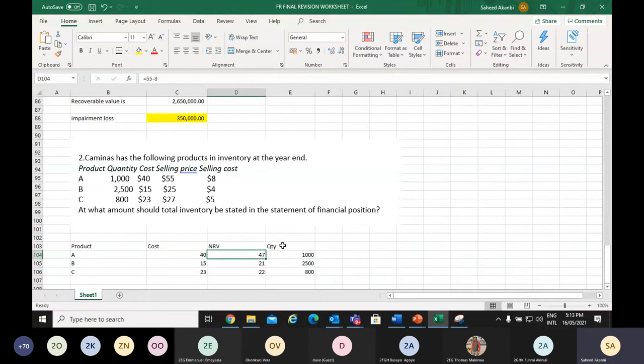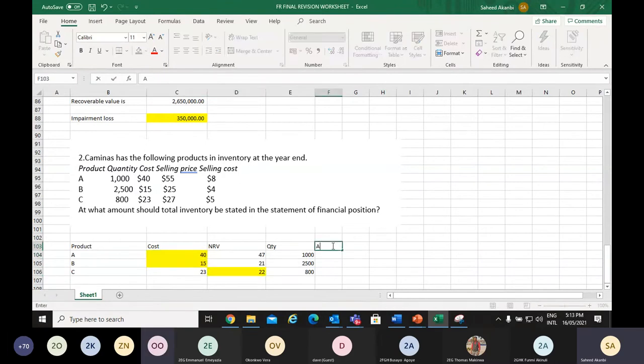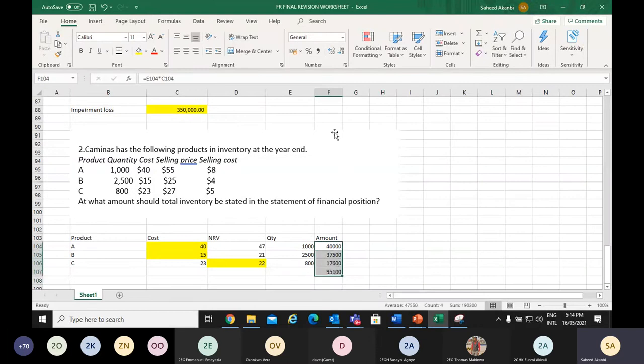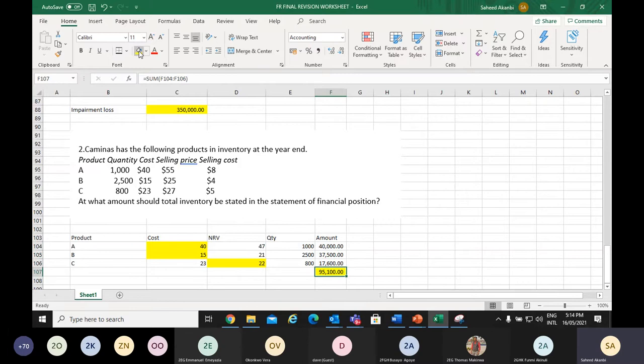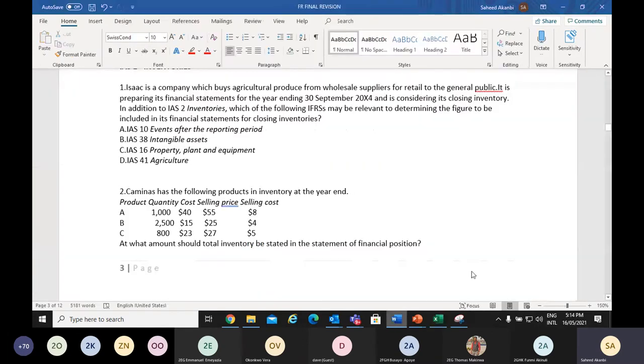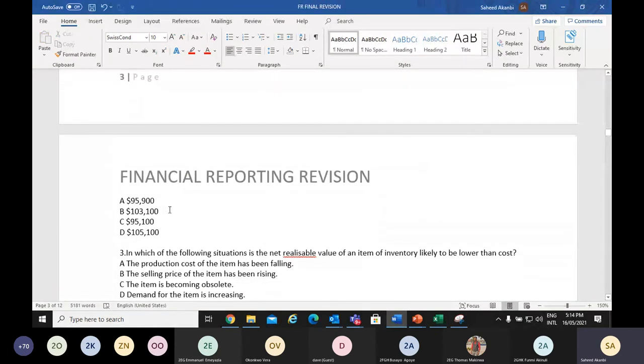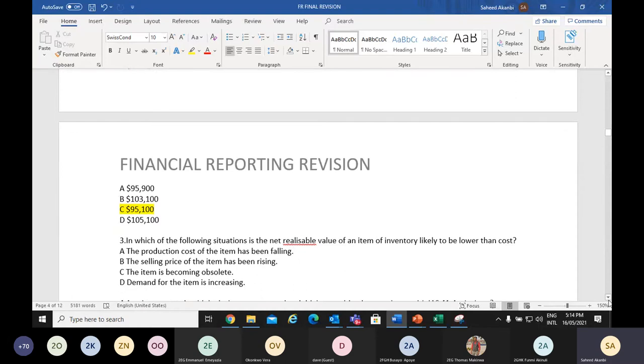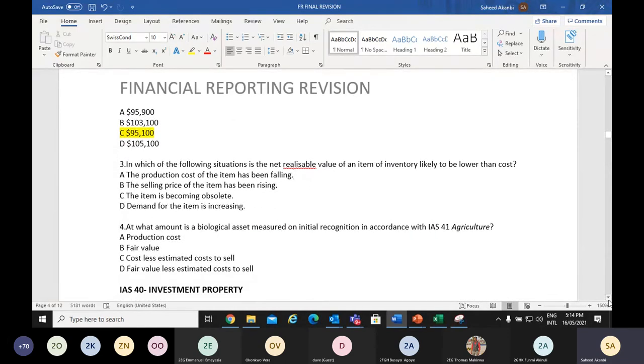Remember, I told you inventory must be measured at the lower of cost and NRV. Which one is lower? Cost is lower here. Cost 22 is lower here. So what will be the amount? I will say 1,000 multiplied by 40. The same applies to this one. And this one, I will say 800 multiplied by 22. What's my total value? $95,100. That is option C. Are you fine? Next question.